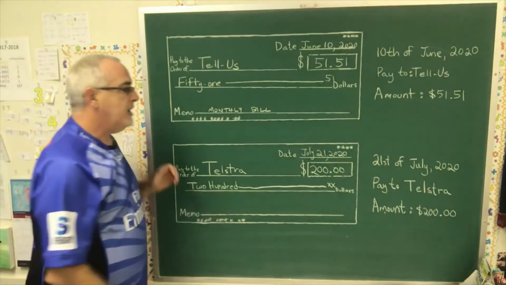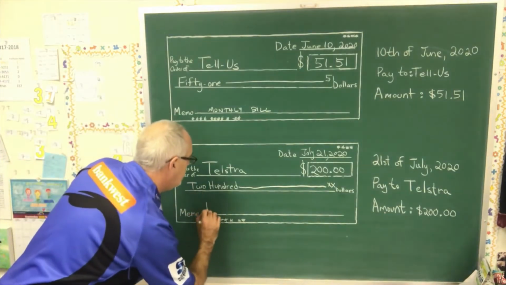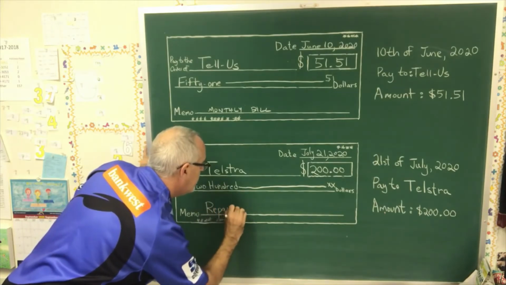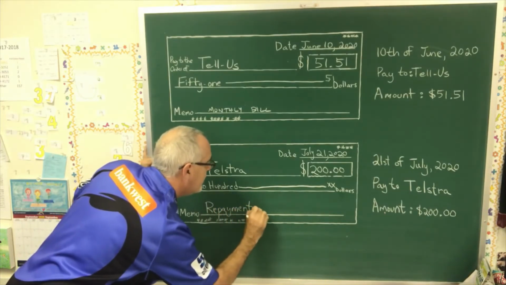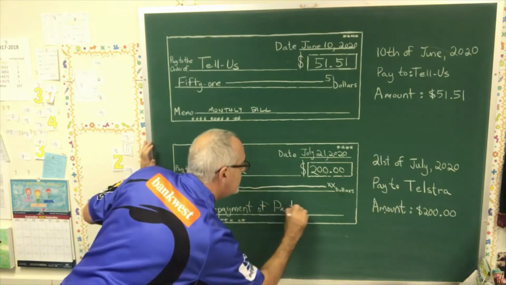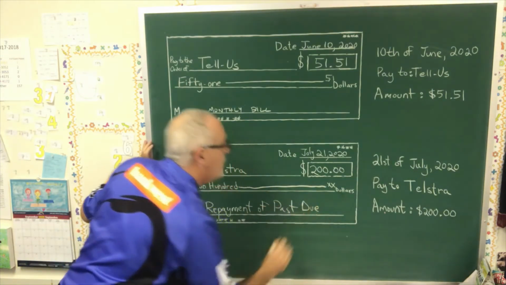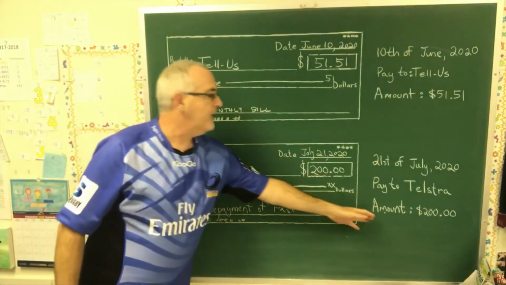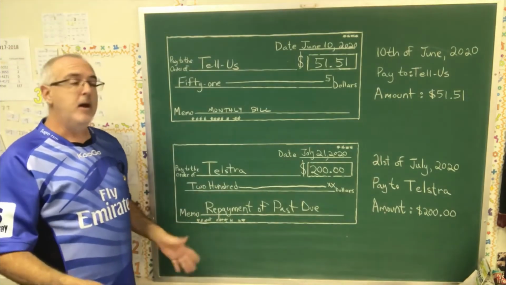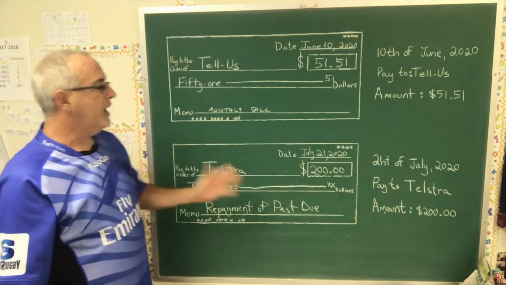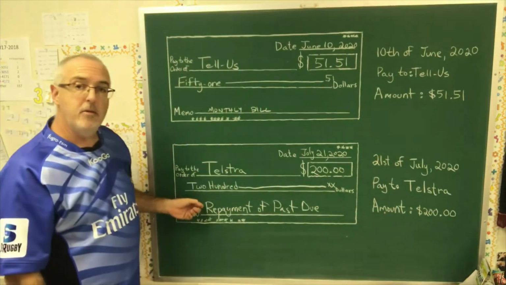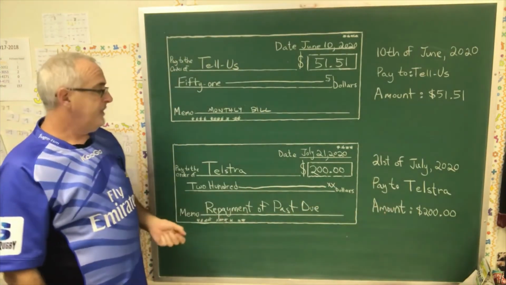Finally, the memo, it could be repayment of past due. Why would I be spending an amount like $200 in a check to a phone company? Well, perhaps I have built up a debt to them. I'm trying to pay it off. This month I can manage to give them $200. So I remind myself and I remind them of the reason that I'm doing it.